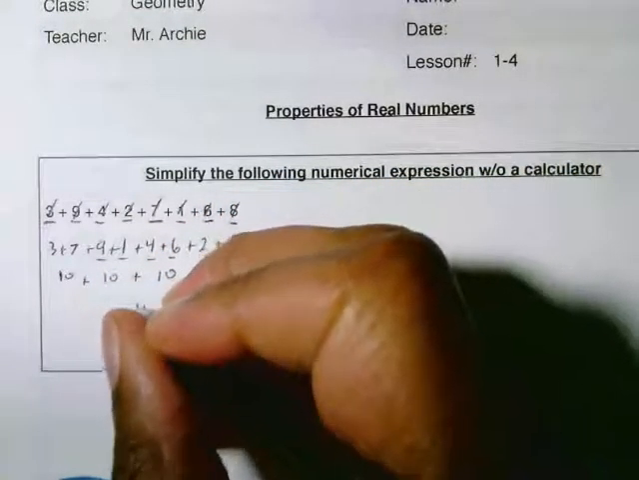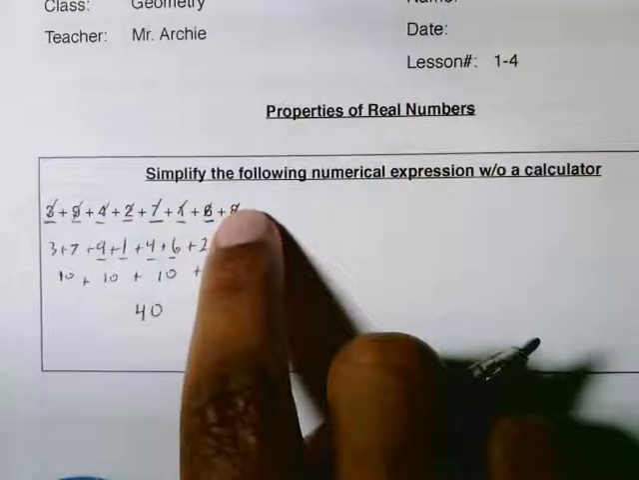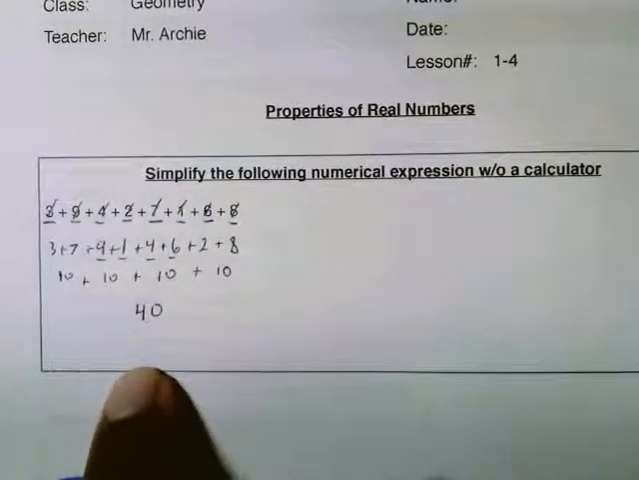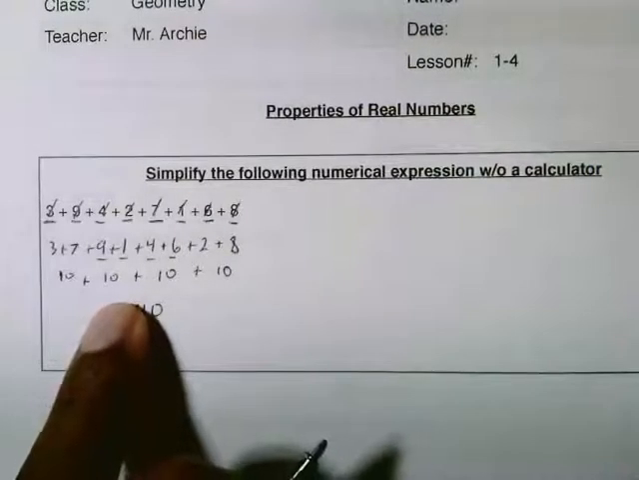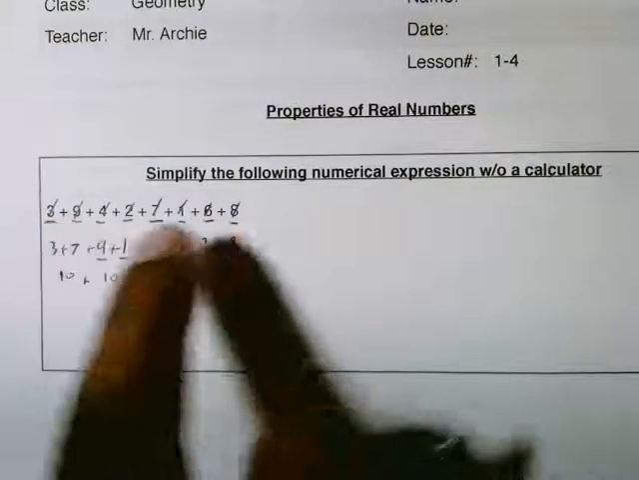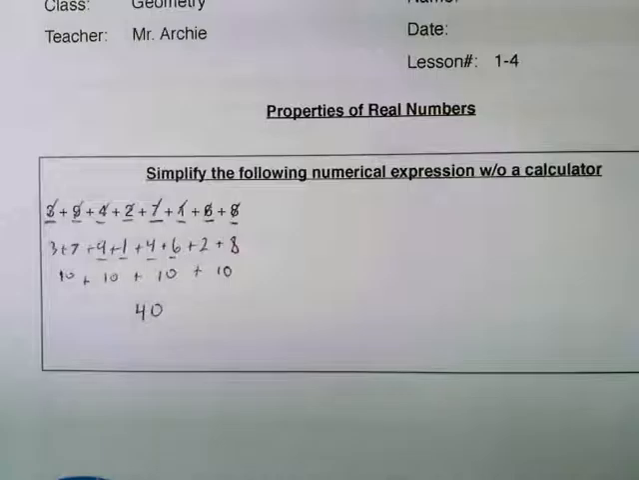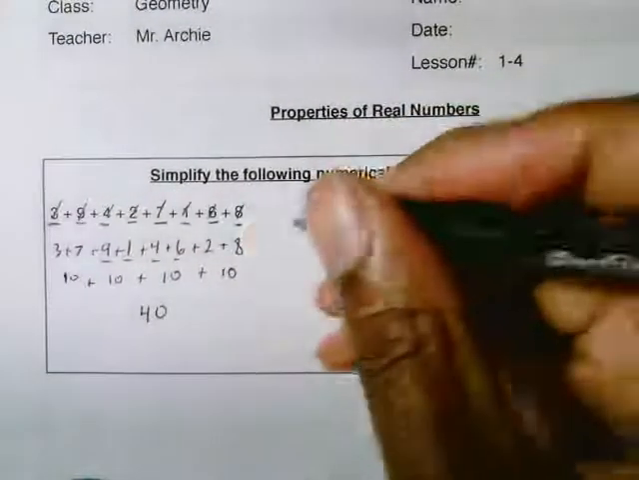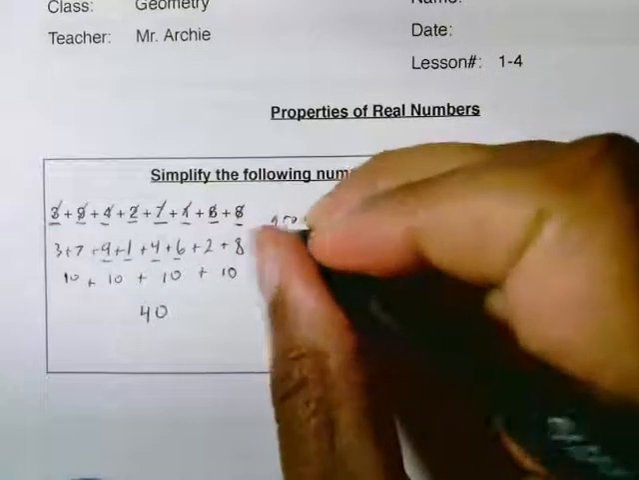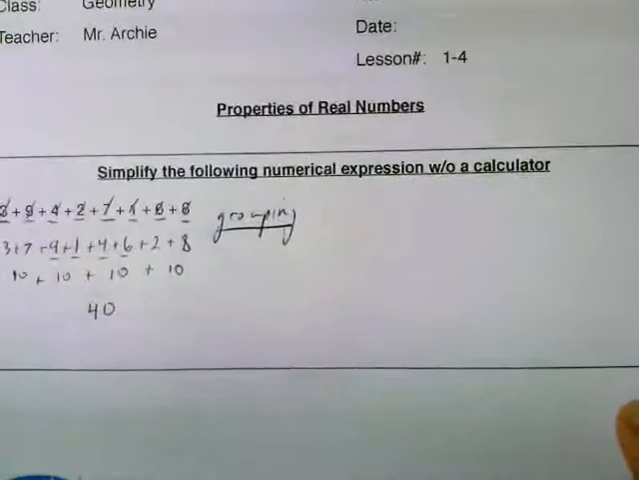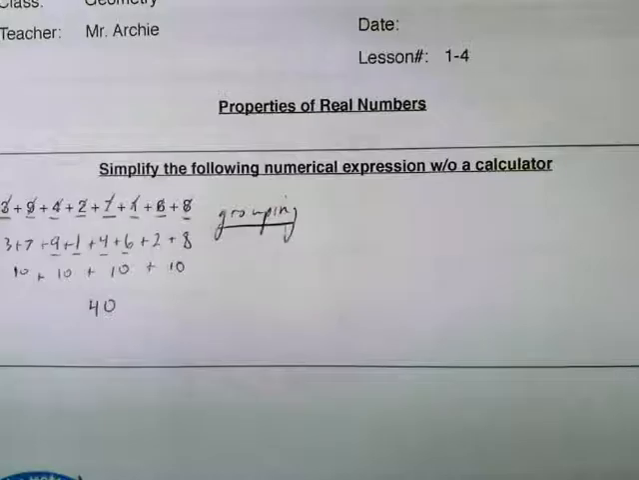So very quickly you can see that all these numbers we had in the beginning really add up to 40. And I can do that in my head or on paper really fast. But the way it was written originally made it really hard. So by grouping the numbers in a different order, I'm able to get the answer fast.